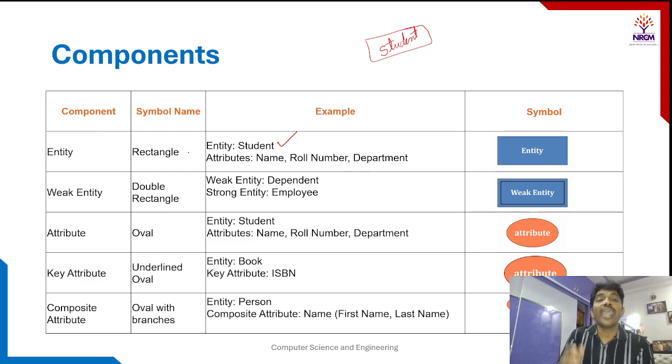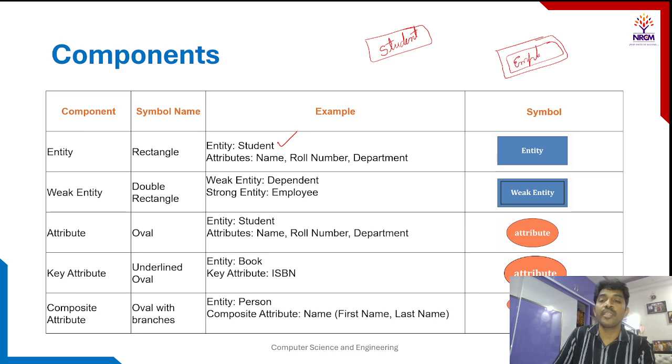So an entity that is dependent on another thing is called a what? A weak entity. Means one entity is going to depend on the other entity, and that is called a weak entity. Got it? The weak entity is represented by the double rectangle. Here they gave an example: the employee. Employee is a weak entity, right? It is purely based on the system design.